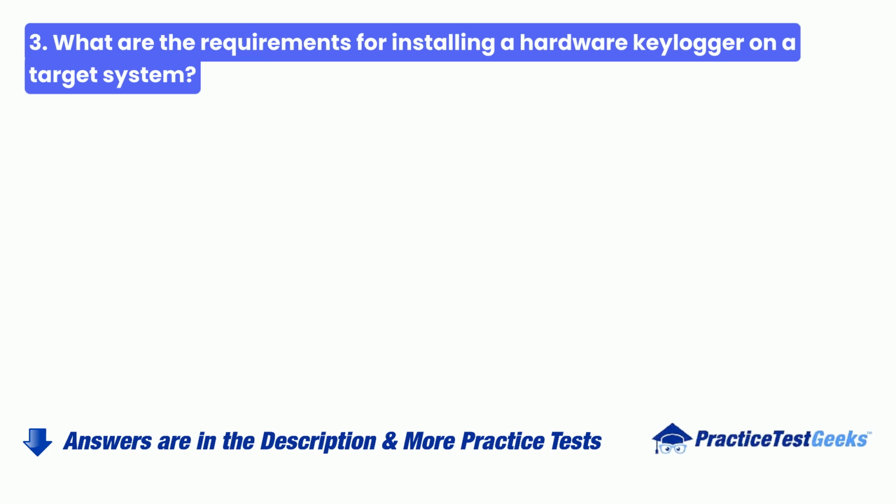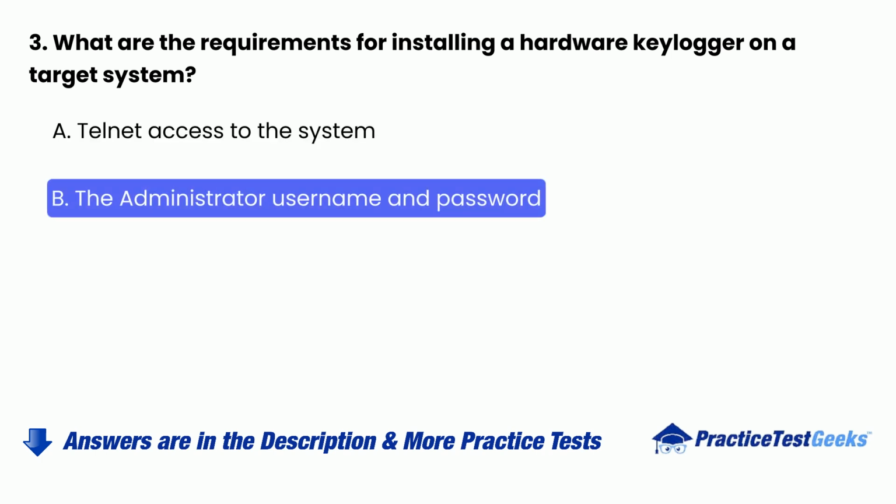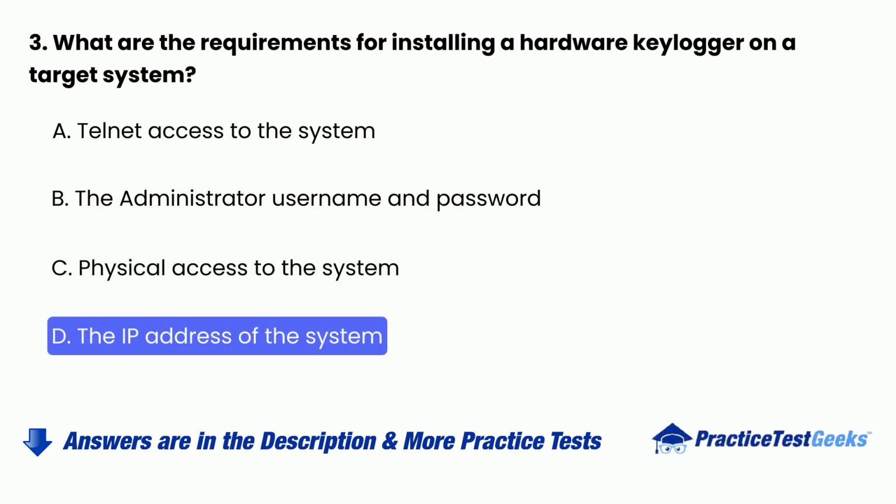3. What are the requirements for installing a hardware keylogger on a target system? A. Telnet access to the system. B. The administrator username and password. C. Physical access to the system. D. The IP address of the system.